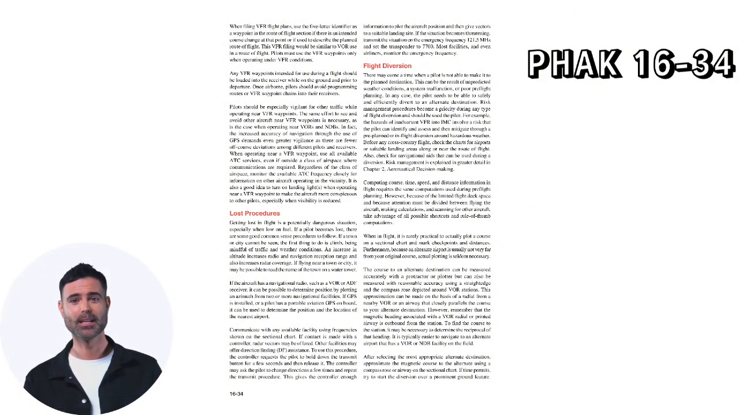Before any cross-country flight, check the charts for airports or suitable landing areas along or near the route of flight. Also, check for navigational aids that can be used during a diversion. Risk management is explained in greater detail in Chapter 2, Aeronautical Decision-Making. Computing course, time, speed, and distance information in flight requires the same computations used during pre-flight planning. However, because of the limited flight deck space and because attention must be divided between flying the aircraft, making calculations, and scanning for other aircraft, take advantage of all possible shortcuts and rule of thumb computations.